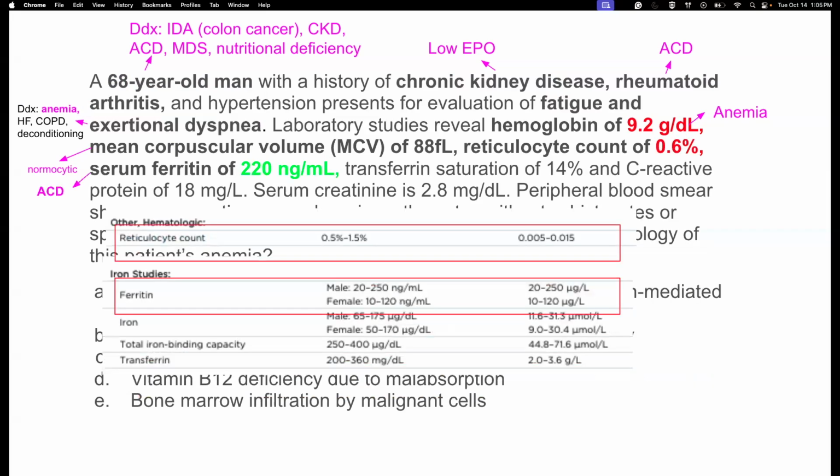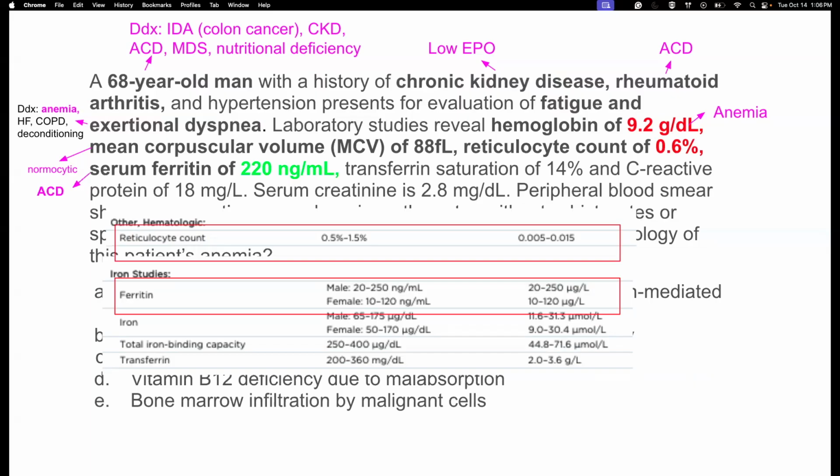Next, we're given a reticulocyte count of 0.6. The normal retic count is 0.5 to 1.5. So this is low normal, so I'm going to mark it in red. And then our serum ferritin is 220. For a man, normal is 20 to 250. So 220 is kind of high normal, so I marked it in green.